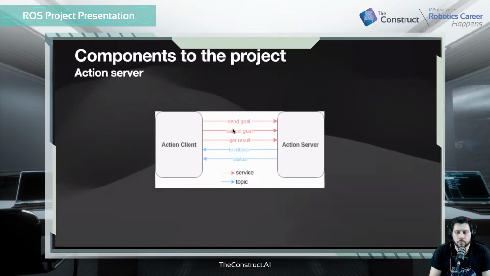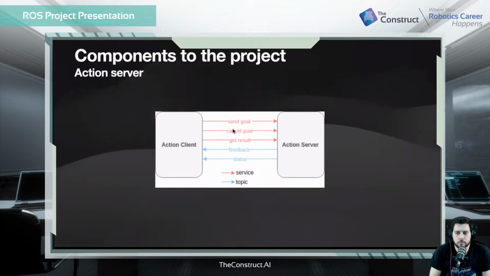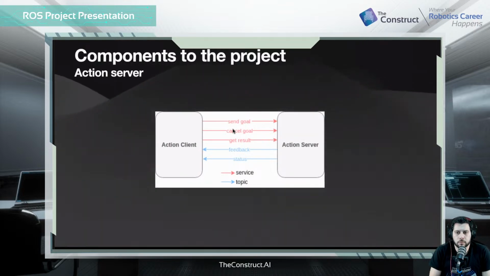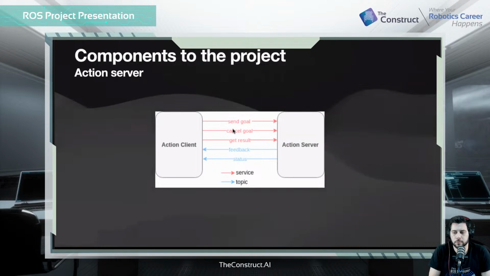A service is usually used for a very small task that doesn't span over a huge time period. So when you use an action, you know what's going on, if it's a longer period and you want to make sure your robot is doing the thing it's supposed to do.